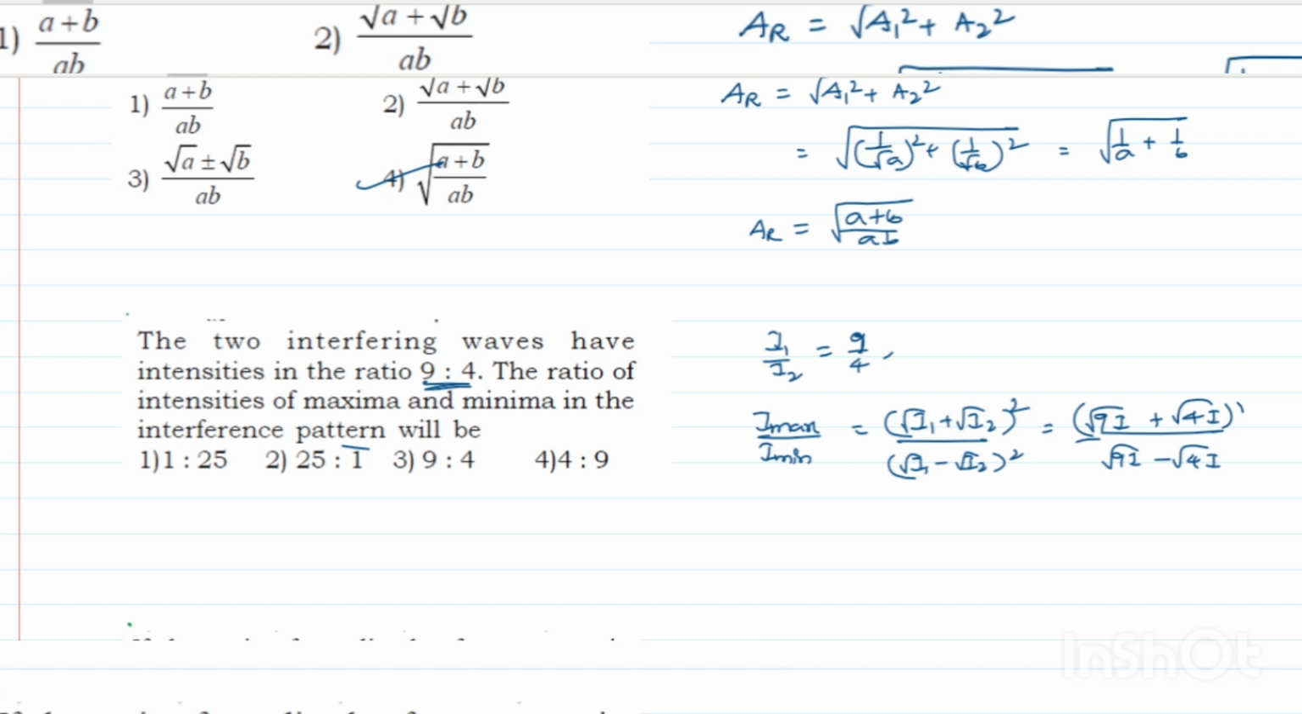So this is whole square, and in both numerator and denominator, I square root I whole square, and here we will be getting I by I, which is nothing but 3 plus 2 by 3 minus 2 whole square. I gets cancelled. So 3 plus 2 is nothing but 5, 5 square in the sense 25, and 3 minus 2 in the sense we will be getting 1. So here it is 25:1, the correct answer.